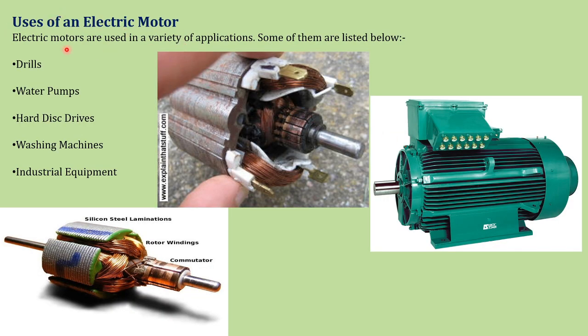Now uses of electric motor. Electric motors are used in a variety of applications. Some of them are listed: drills, water pumps, hard disk drives, washing machines, industrial equipment, etc. Now you can see there are some pictures of electric motors, how they are made.